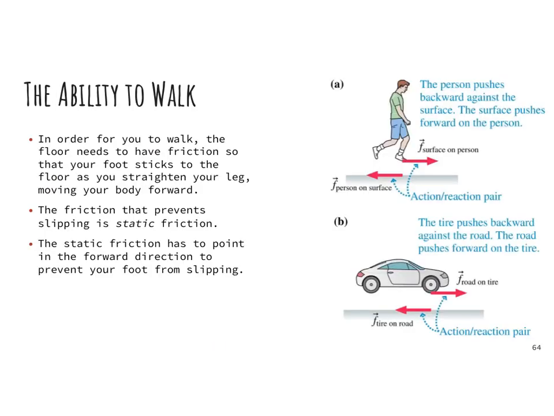We actually see this in nature too. In order for you, for example, to walk, the floor needs to have friction. So you're pushing back on the floor, and the floor is pushing forward on you, and that's how you're able to go forward. The friction that stops us from slipping is static friction, and we've all been there on ice or some other slick surface where the friction isn't high enough, and we walk forward and slip and fall. The static friction has to point in the forward direction to prevent your foot from slipping, because otherwise there would just be a net force to the right and nothing would counteract that. Same thing with a tire on a road.